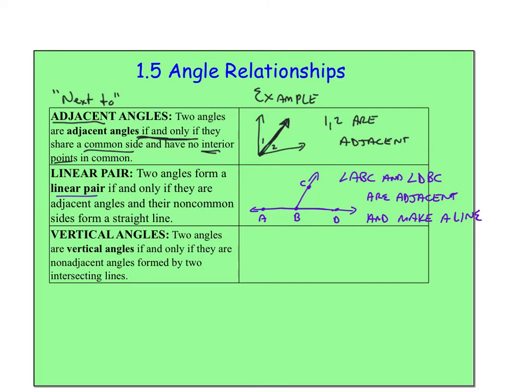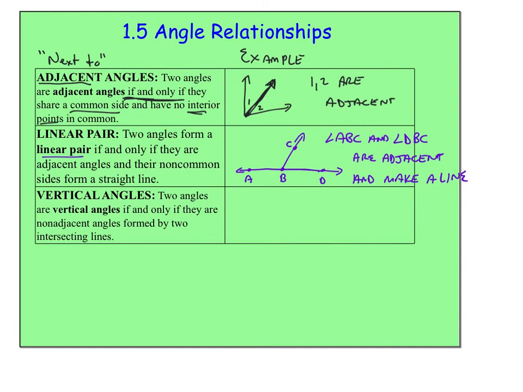And this one's easy to misconstrue because I could have them in a different situation. I could have something like this. These two would still be considered a linear pair. I could have something like this, and these two would still be considered a linear pair.